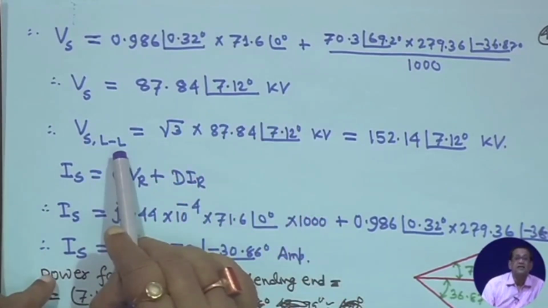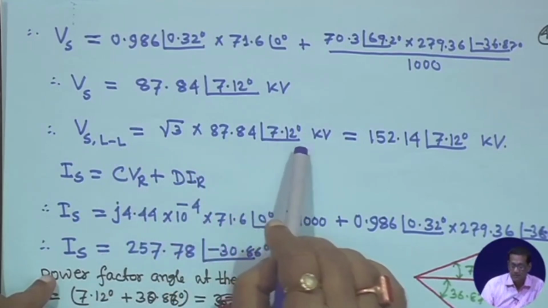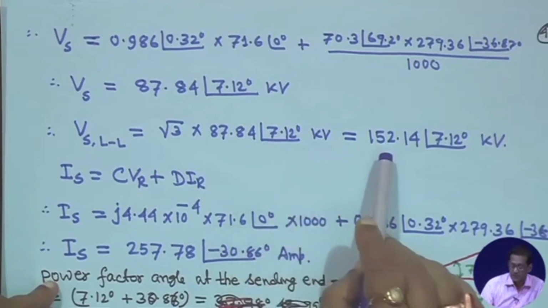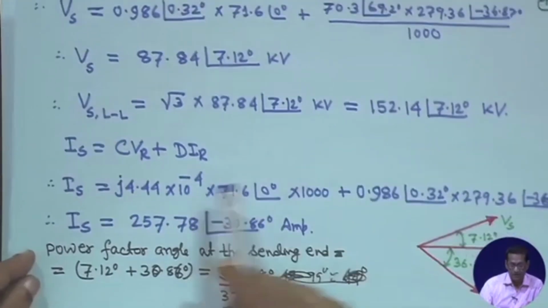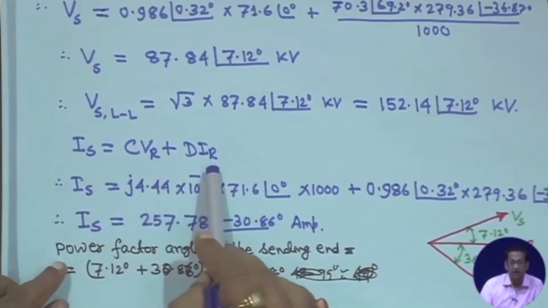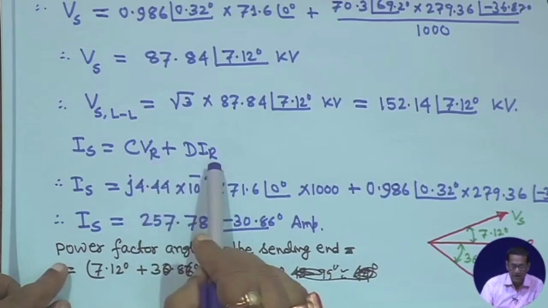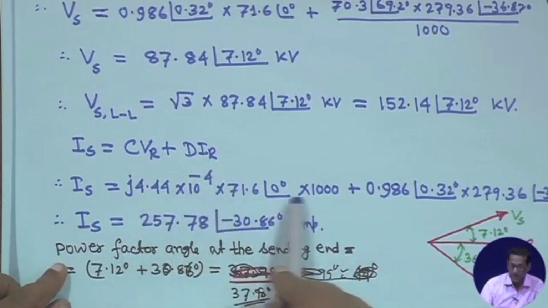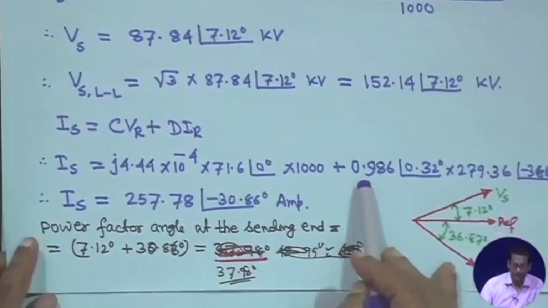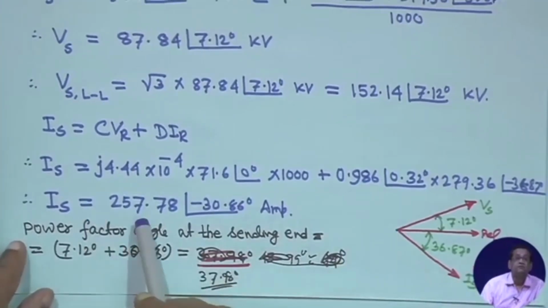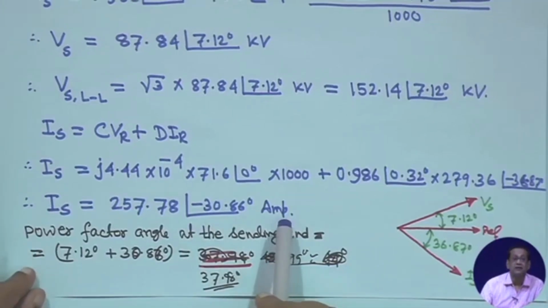So, sending end voltage line to line means root 3 into 87.84 angle 7.12 degree kilovolt, that is 152.14 angle 7.12 degree kilovolt, right. Now, sending end current Is is equal to CVR plus DIR, C and D both have been computed, right. VR is known, IR is also known. So, all these values you substitute here and compute, you will get Is is equal to 257.78 angle minus 30.86 degree ampere, right.